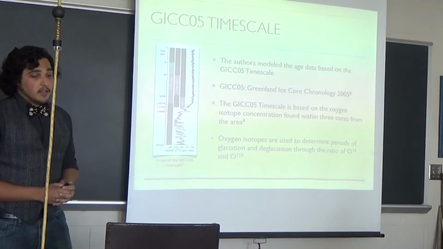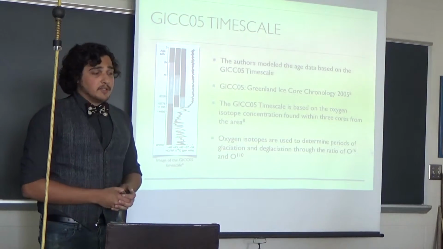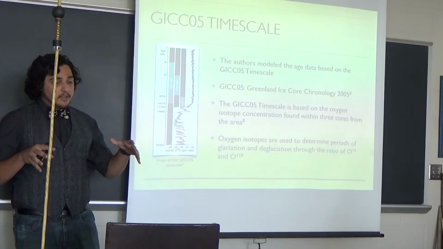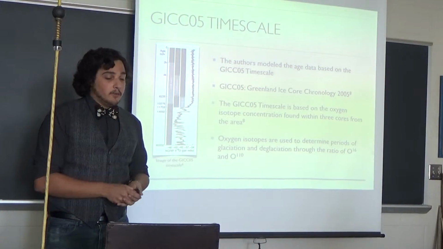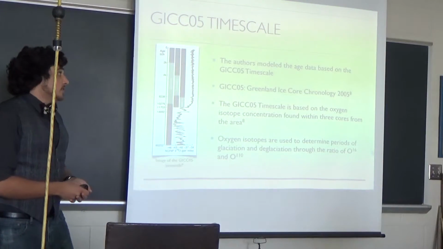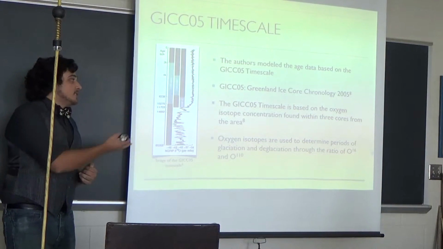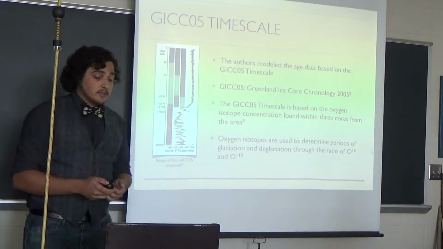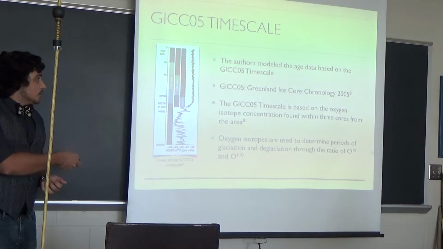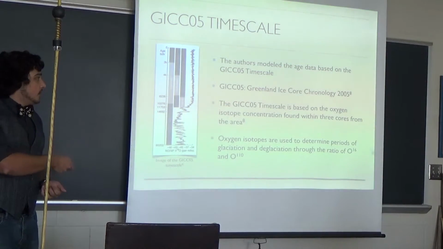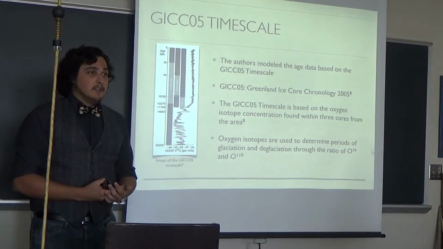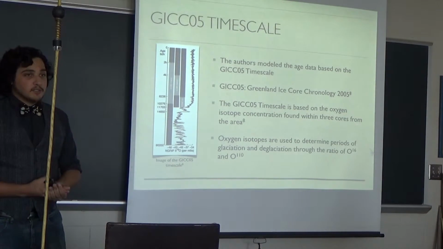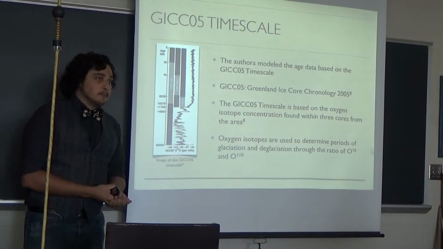One of the other things that they talk about is the GICC05 timescale. They modeled their age data based on the GICC05 timescale. And what the GICC05 timescale is, is the Greenland Ice Core Chronology 2005 timescale. In 2005, 3 cores were taken in Greenland, these 3, and they gave a very good depiction of the oxygen isotope concentrations during this period.